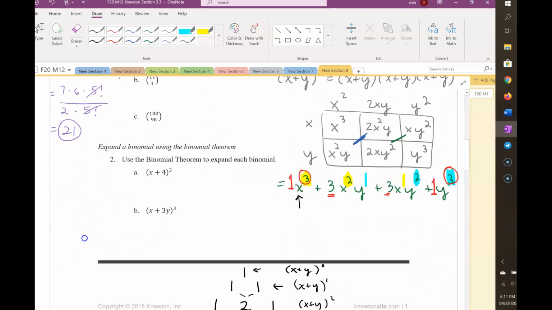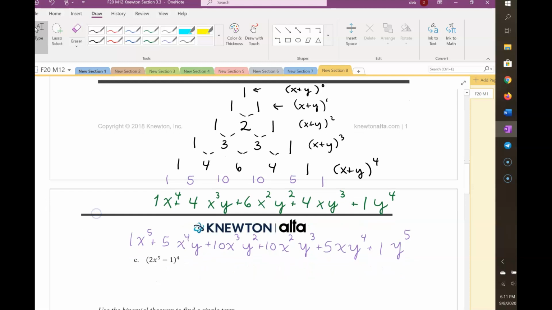So now what I want to look at is, say, for this element in the triangle, what happens when the exponent is 3 and I say 3 choose 0. So that's going to be 3 factorial over 0 factorial times 3 minus 0 factorial. Well, that's going to be 1. And what do you know? That's the first entry in that row.